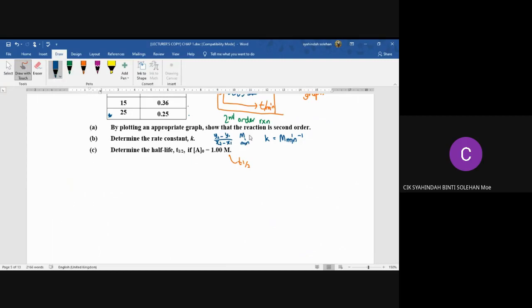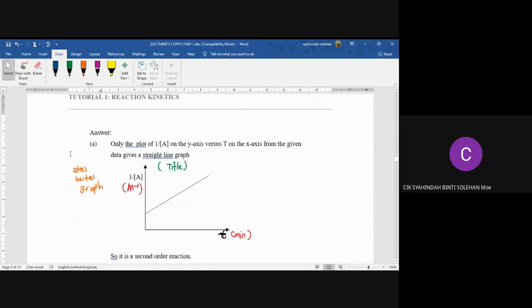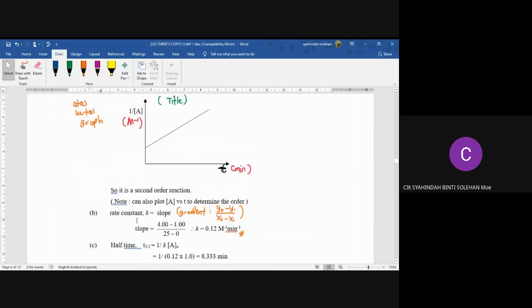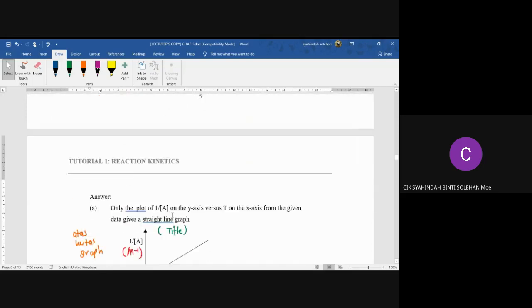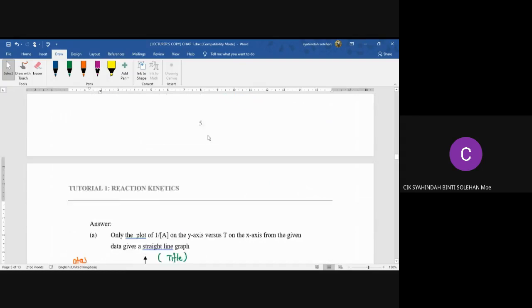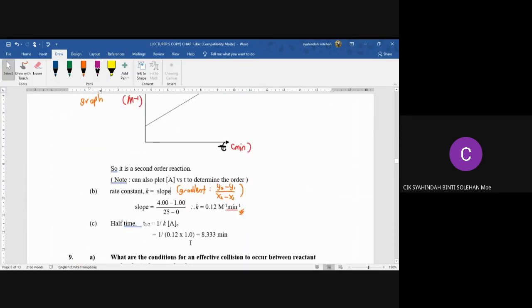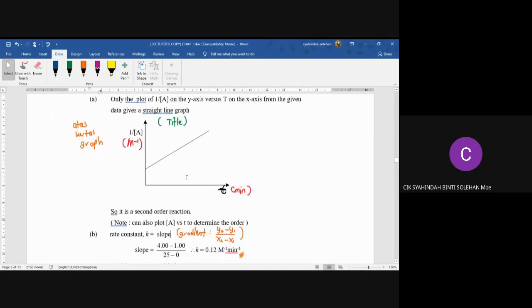Sebab this one supposed per molar kan. Sebab you punya Y ialah 1 over concentration of A. So per molar. So it should be per molar per minute. Okay, so next. Half time. Half time, you ingatlah half time untuk second order, which is half life dia is equals to 1 over K concentration of initial. Tapi dia kata if concentration initial dia 1 molar berapa? So you masukkan sajalah 1 molar. Rate constant ni something that you dah dapat daripada graph.